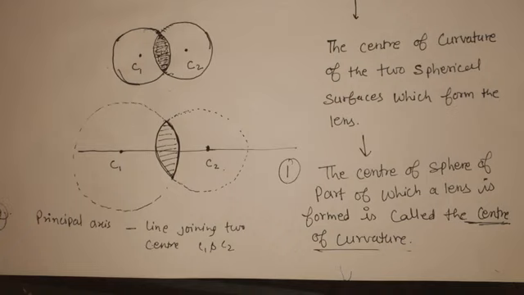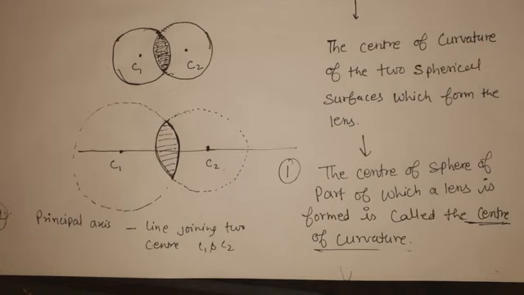Now the third term that we are going to learn is the optical center. What is the optical center? It is the midpoint of the lens, so I am going to mark it with O. If any ray of light falls directly on this optical center, it will pass undeviated, it will not bend. Remember this.